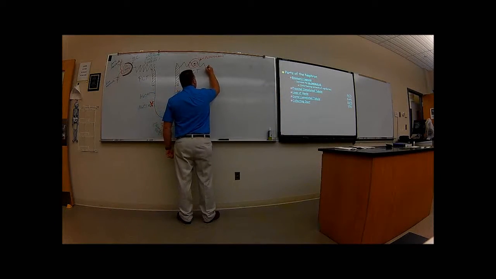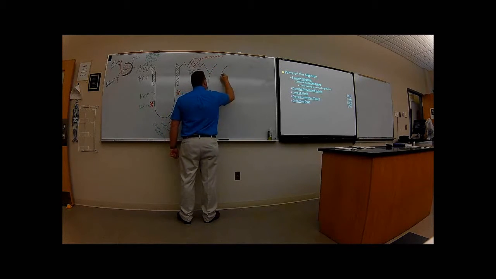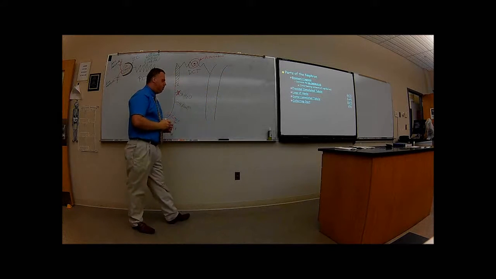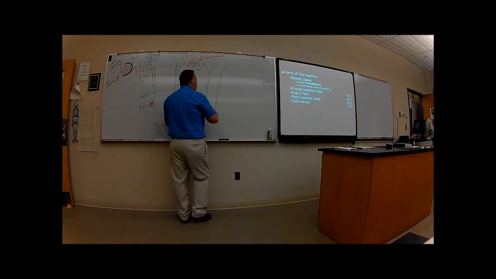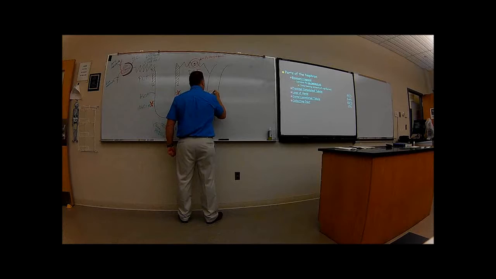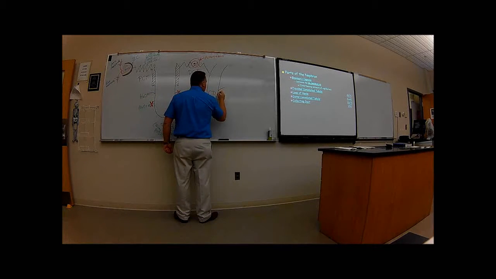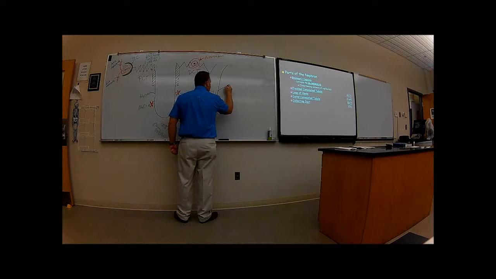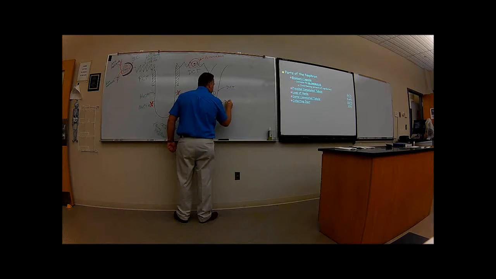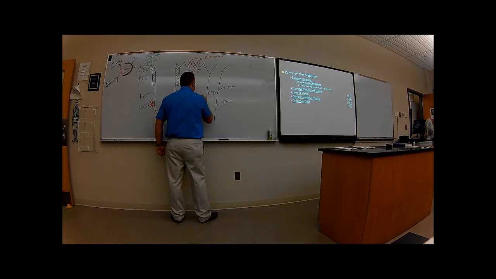Then this DCT is going to go into another tube. These are called collecting ducts. And we have a lot of DCTs going into collecting ducts. So there's a DCT from another nephron, a DCT from another one, a DCT from another one, and so forth.